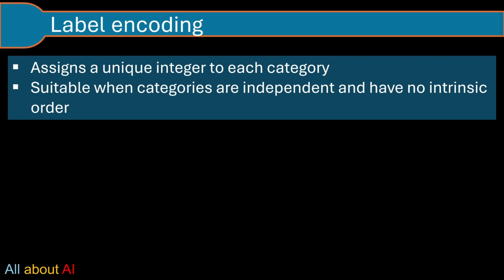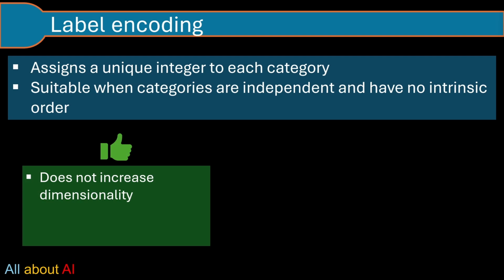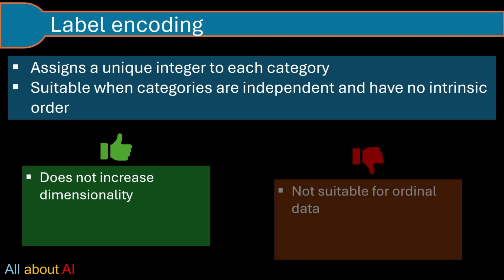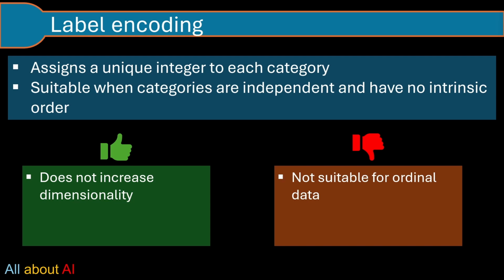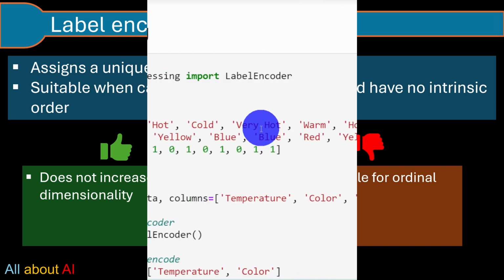One major issue with this approach is that there is no relation or order between these classes, but the algorithm might consider them as having some order or some relationship. One good thing about this is it doesn't increase dimensionality, but again, it's not suitable for ordinal data. Let's take a quick look at code.